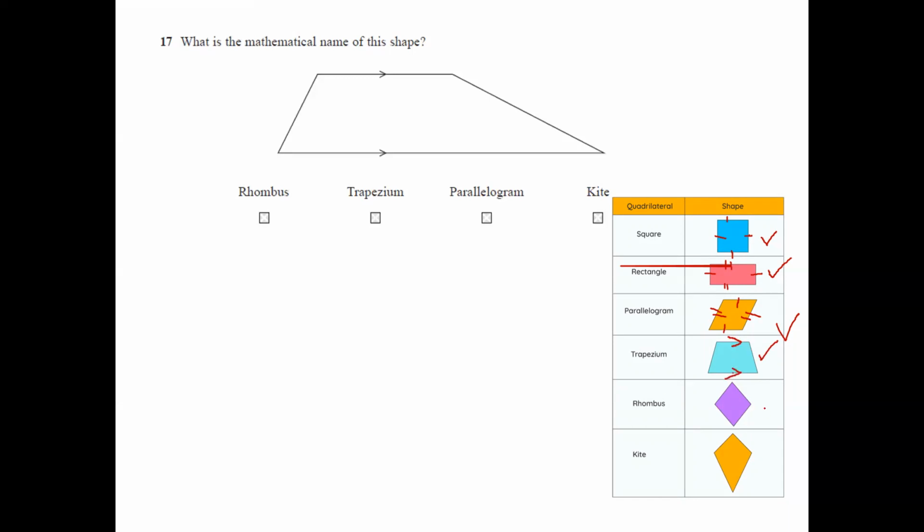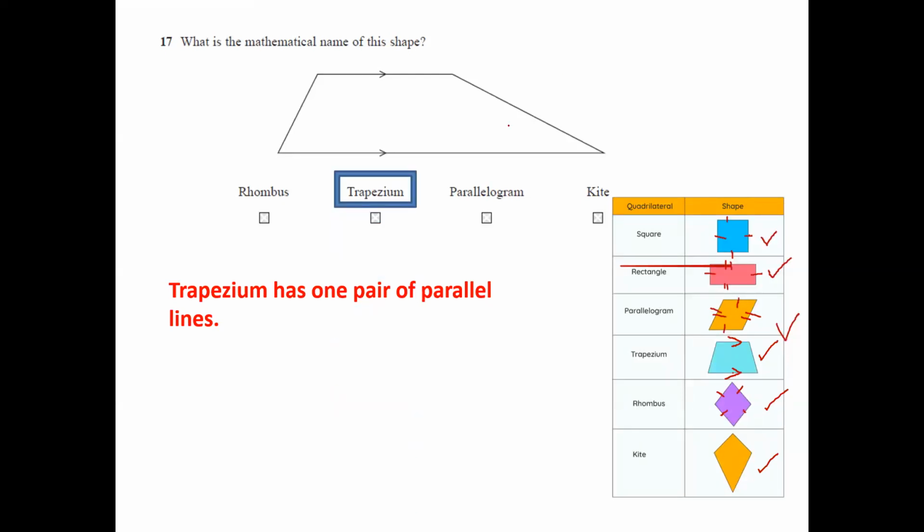And rhombus. Rhombus is the slanted version of a square. So therefore, all the sides are equal and opposite sides are parallel. And this is the shape of a kite. So according to the definition, this is a trapezium because a trapezium has one pair of parallel lines.